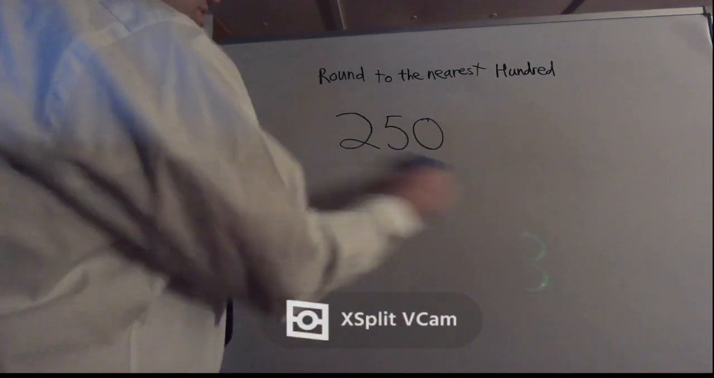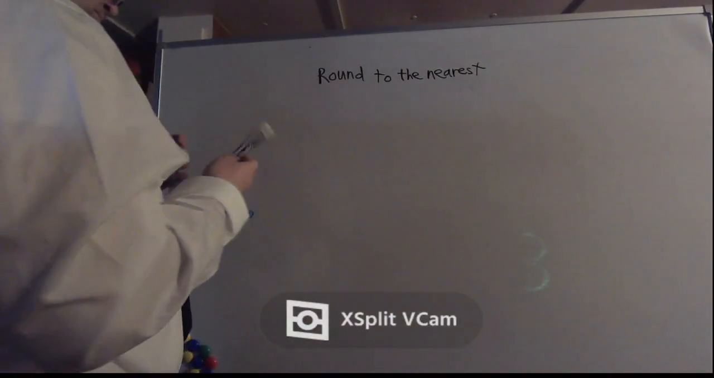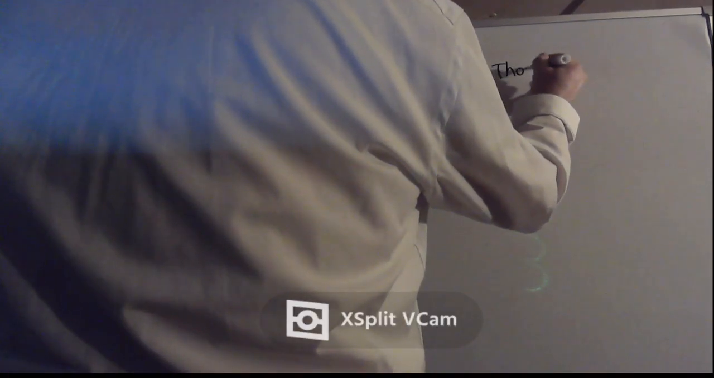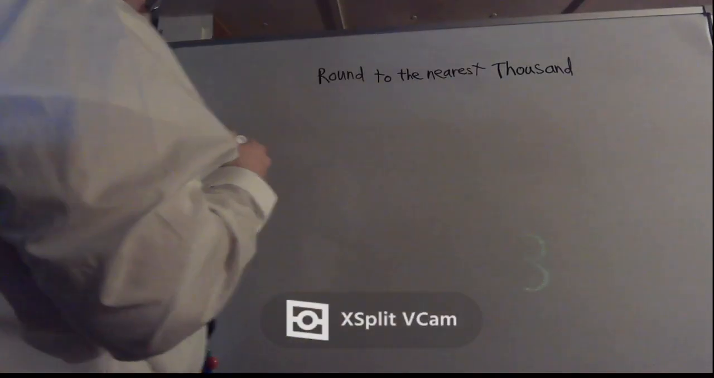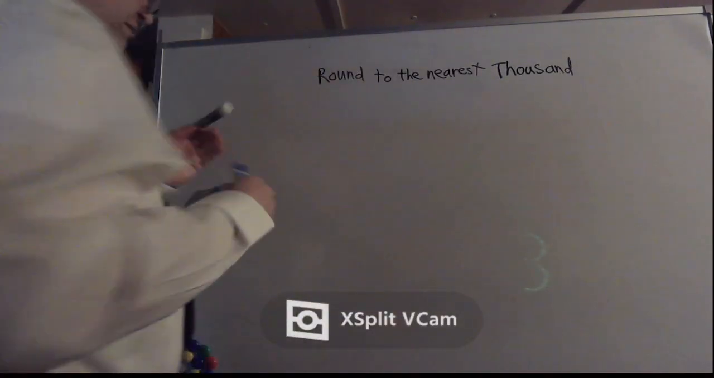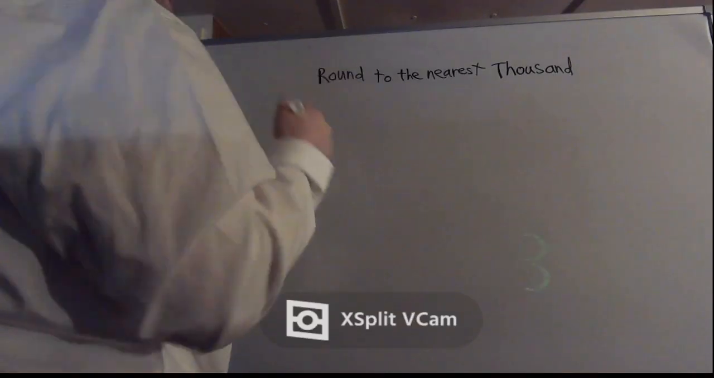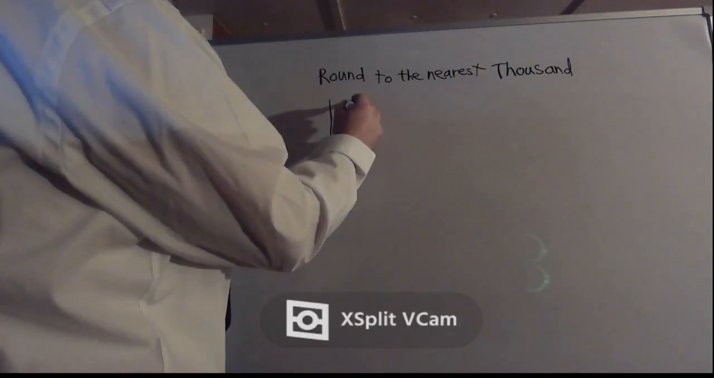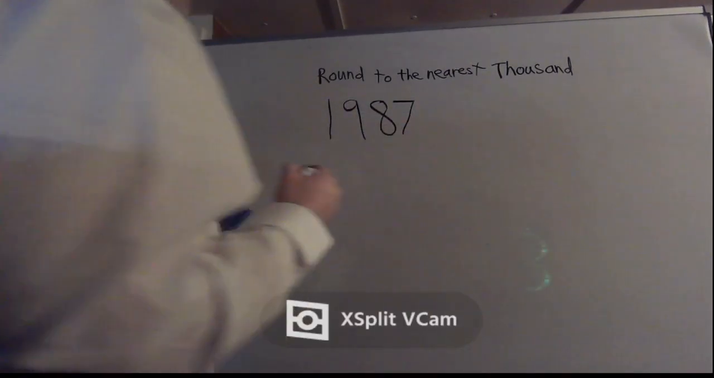Alright. I think we'll do one more. This time we're going to round to the nearest 1,000. Let's say we got, we'll do 1987. That's the year I was born.